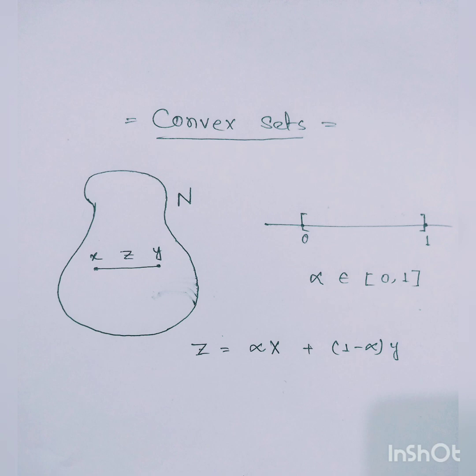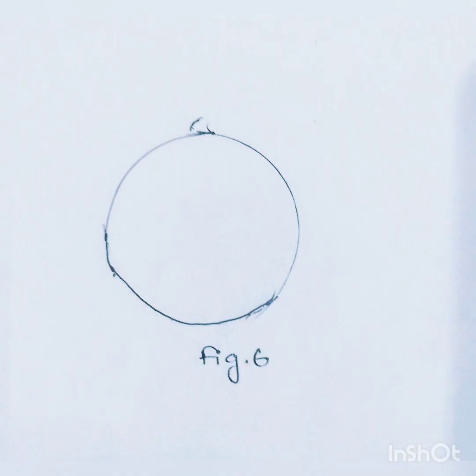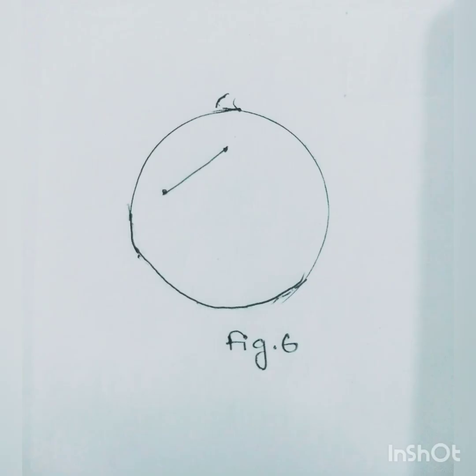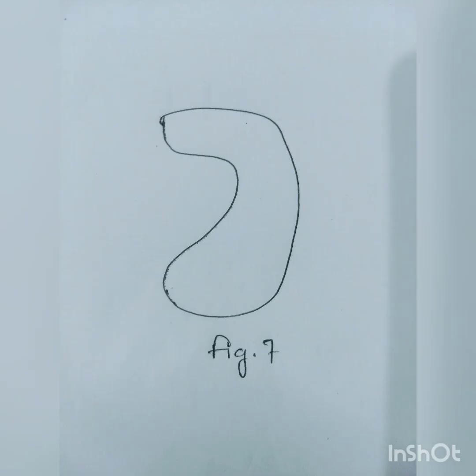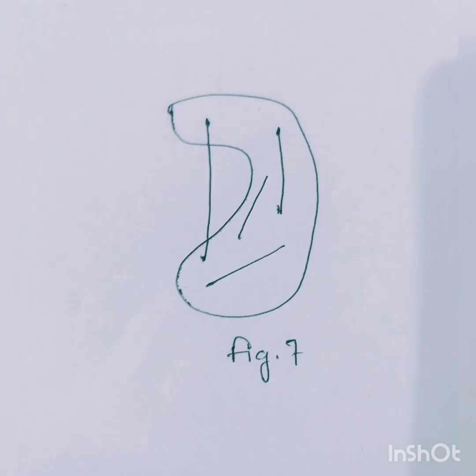So if we have a surface like figure 6, all of the possible line segments from 2 points lie in that surface. That is, if I am taking randomly 2 points and the line segment is within the surface, and I am taking other line segments, and all of the possible line segments are within the surface, then this is a convex set. And if we have a surface like figure 7, then all of the possible line segments are not within that surface, so this is not a convex set.